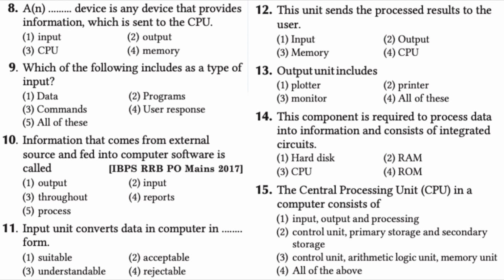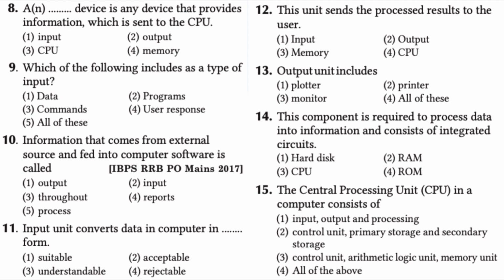Question 14. This component is required to process data into information and consists of integrated circuits. Here the correct answer is 3. CPU. The Central Processing Unit, CPU, is responsible for processing data into information. It consists of integrated circuits that perform arithmetic and logical operations.